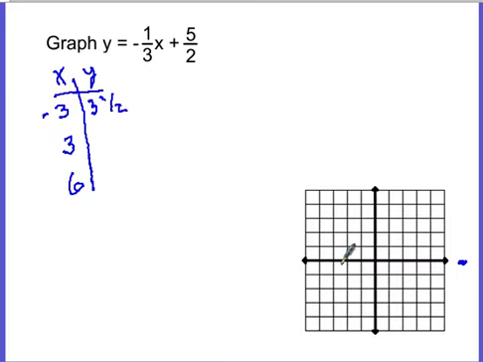So I can graph that. 1, 2, 3, and 3.5 is right there. And then 3, what's 1/3 of 3? Negative 1/3 of 3 would be negative 1. Negative 1 plus 2.5 is 1 1/2. And then negative 1/3 of 6 would be negative 2. Negative 2 plus 2.5 would be 1/2. So 3, 1.5 is right there, 6, 1/2 would be right there. So that's going to be our line.